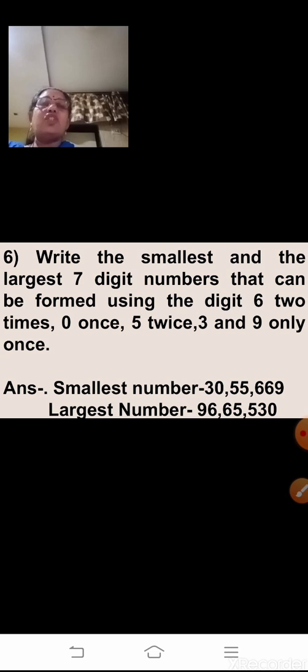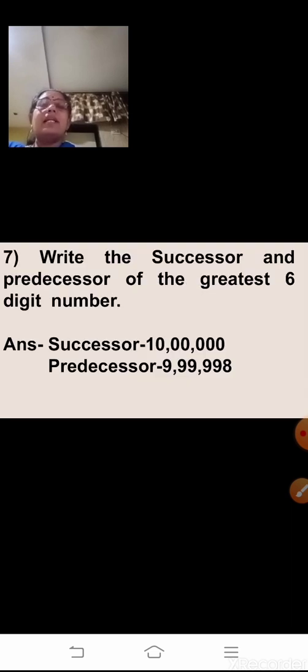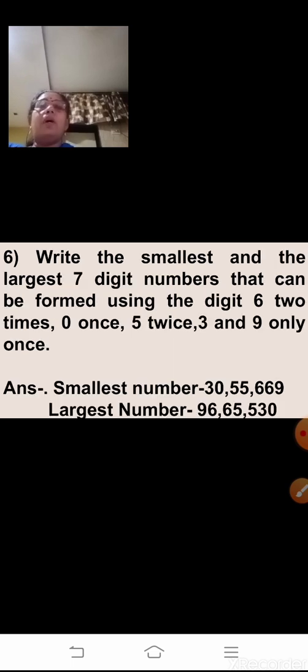Now here 7 digits are given, where you have to form the largest 7-digit number where you have to use the number 6 two times, 0 you can use only once, again 5 you can use two times, 3 and 9 one time.